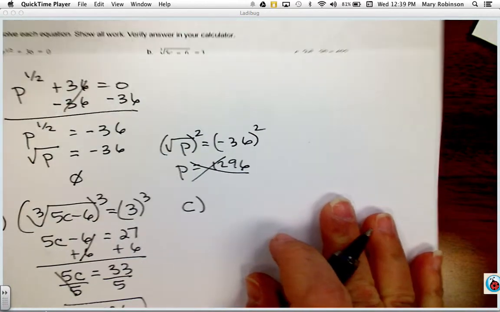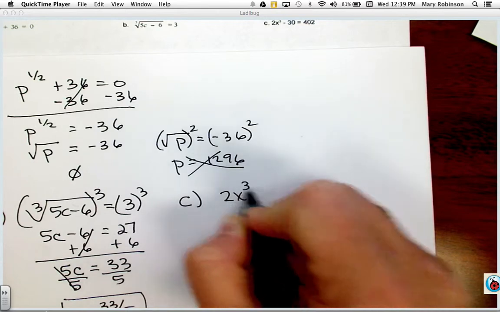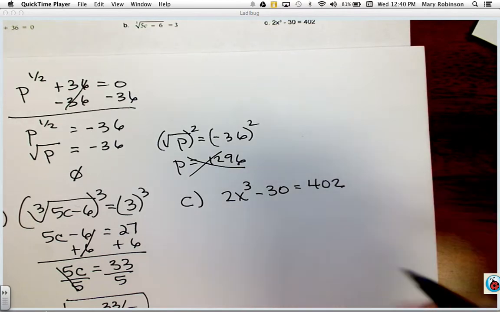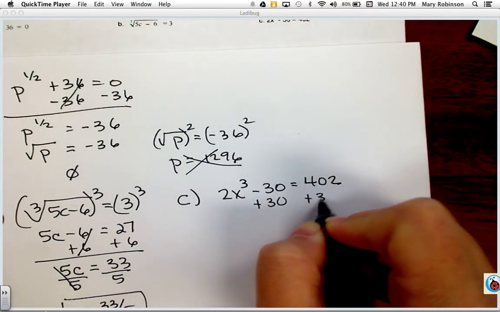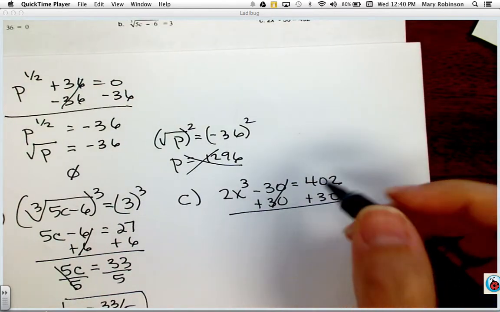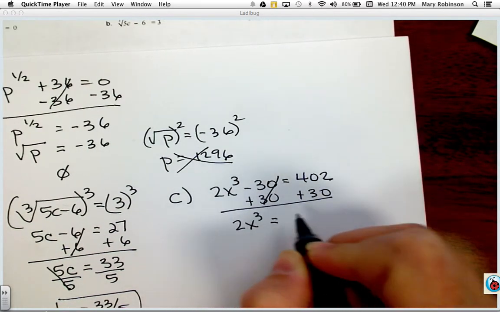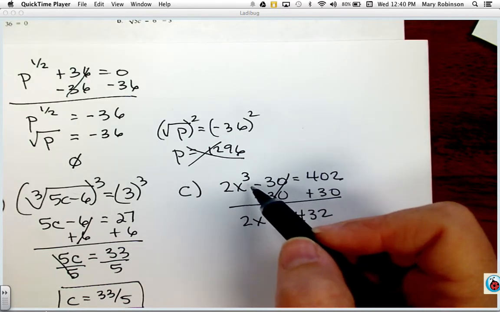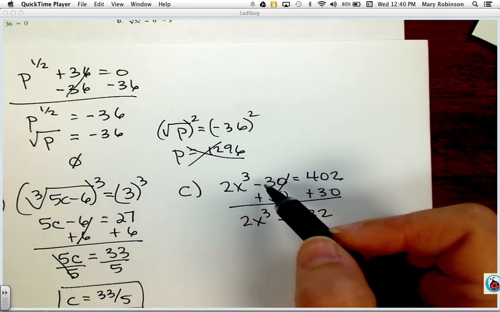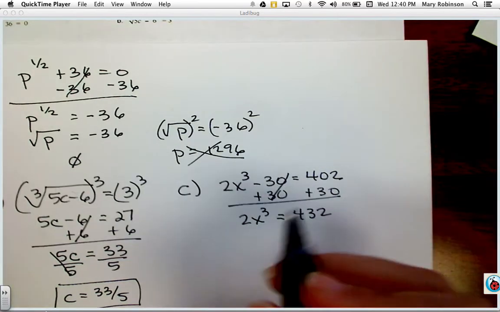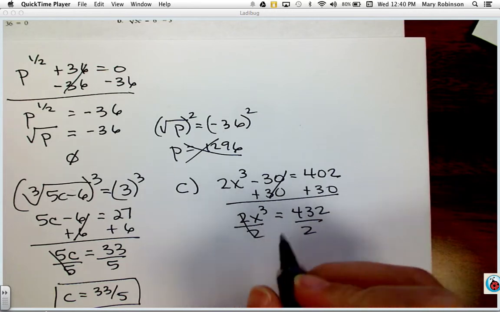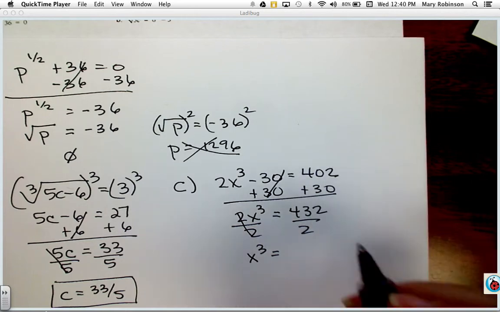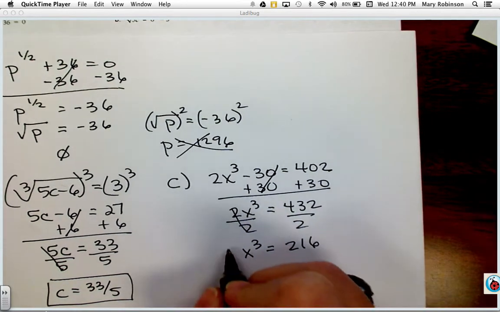Moving on to C, we have 2x cubed minus 30 equals 402. So we are first going to add 30 to both sides. We just want you to find real solutions for these. So understand that we taught you that cubic equations have 3 zeros, 3 solutions, but we just want you to find the real ones. So to find the real ones, after adding 30, we'll divide by 2. Half of 432 is 216.